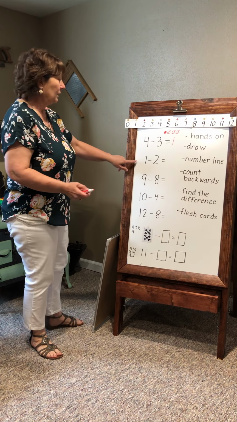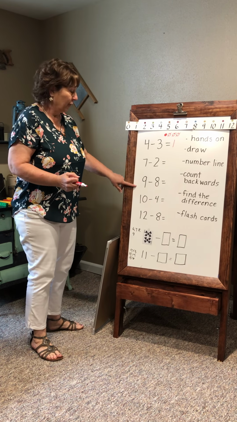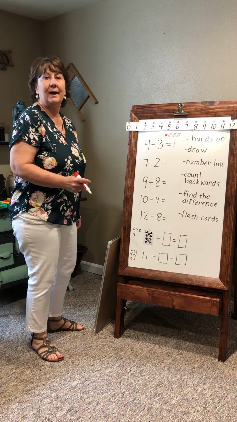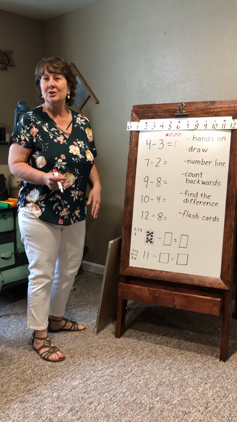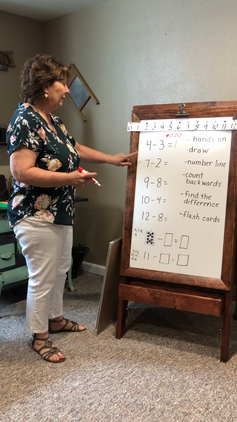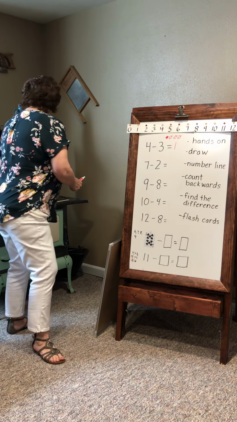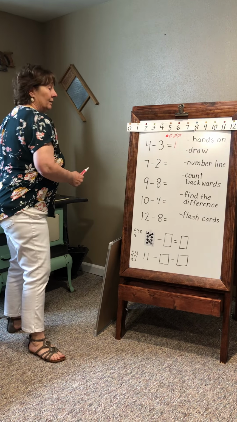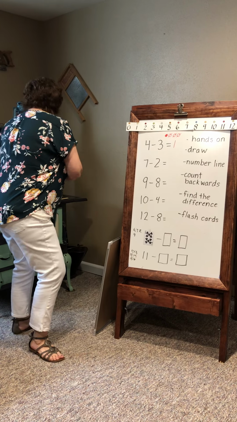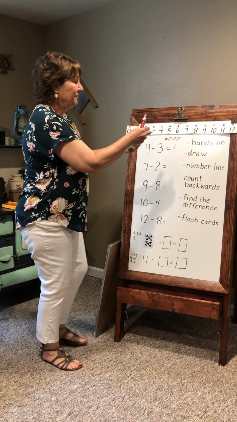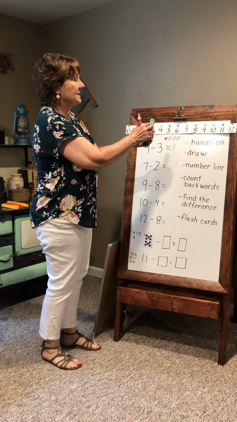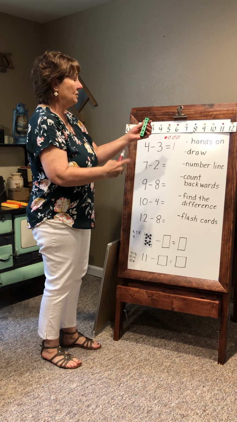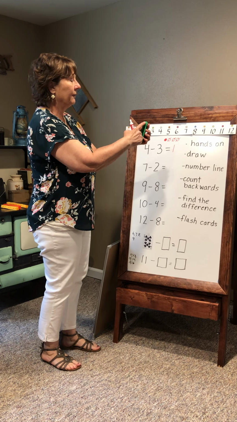But let's go back through our strategies again for a few more problems so that you can pick which one works best for you. The first one, 7. These are the hands-on. Here's 7. If I take away 2, whoops, I grabbed the wrong set. 1, 2, 3, 4, 5, 6, 7. Take away 2 leaves me 1, 2, 3, 4, 5.